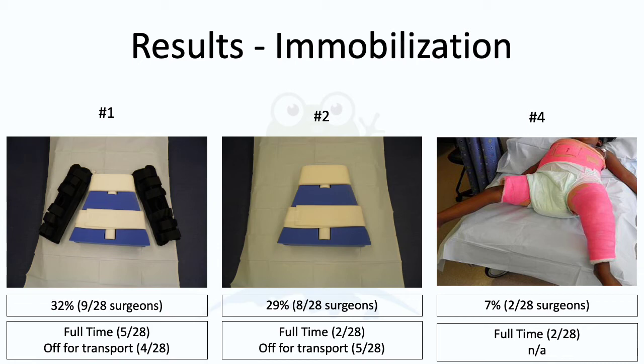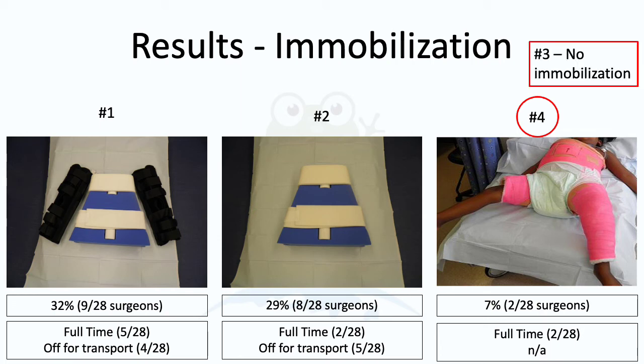The fourth most common immobilization technique was a hip spica cast, and this was stated by only 2 of the surgeons. Now, I'll point out that this is, of course, the fourth option that was listed, and that's because the third most common option was to have no immobilization at all.